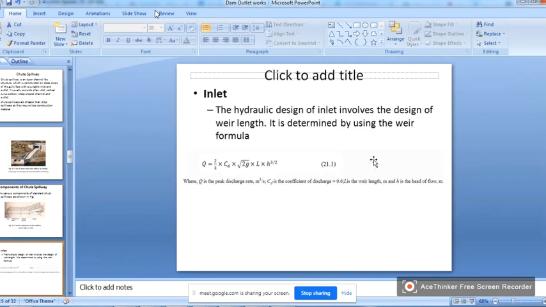The inlet can be designed using this formula. The hydraulic design of the inlet involves the design of the weir length. It is determined by using the weir formula.